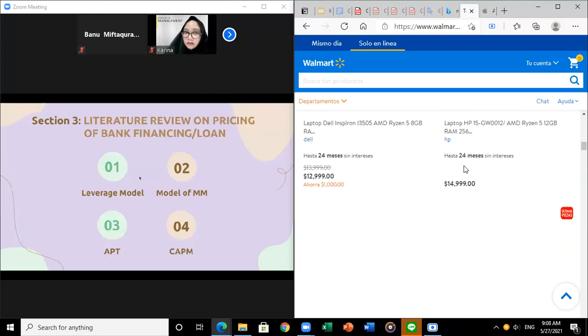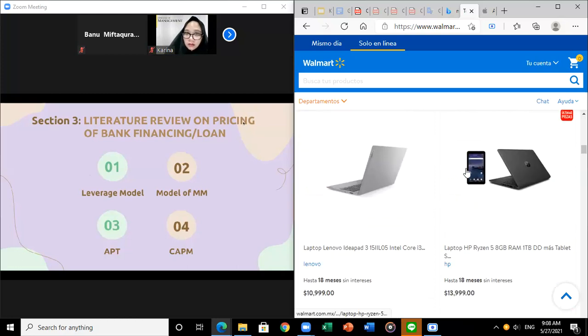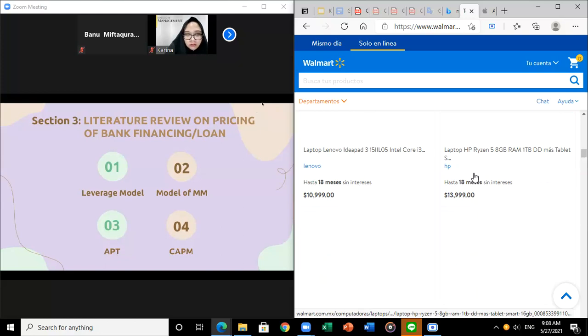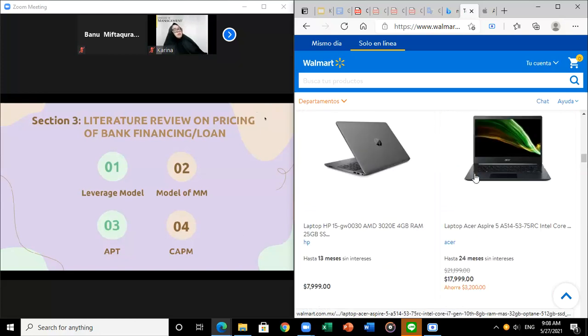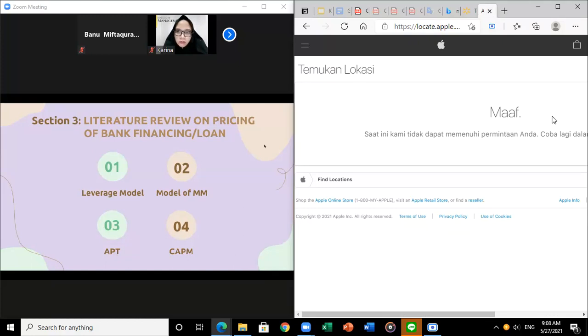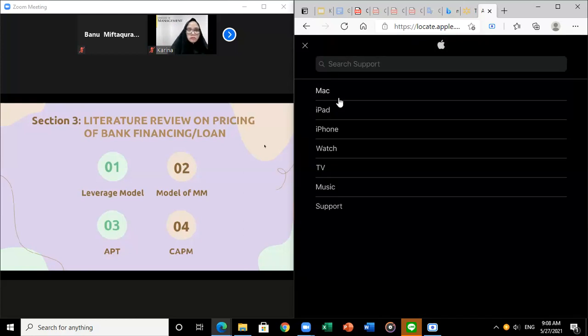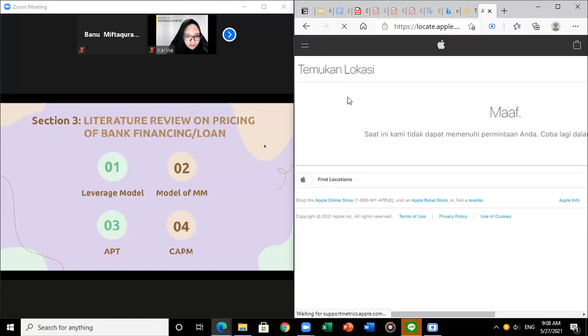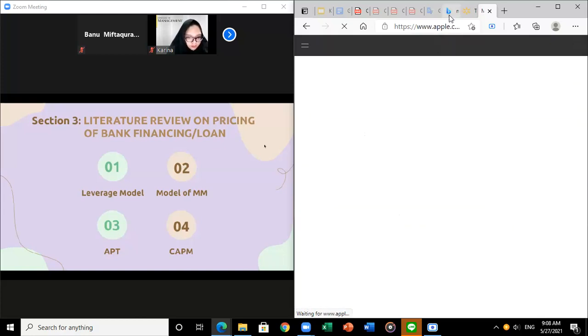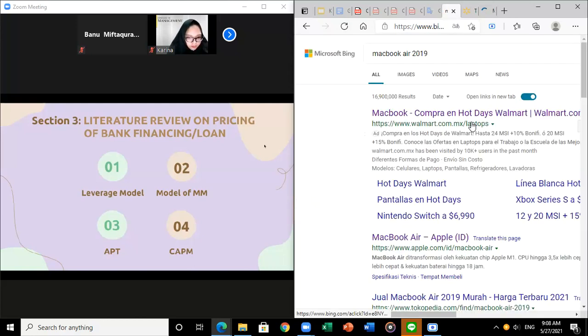Okay, I will discuss the presentation by telling what the journal says in section 3. So in section 3, the journal discusses the literature review on pricing of bank financial loans. The first thing it discusses is the current financial system that has evolved.